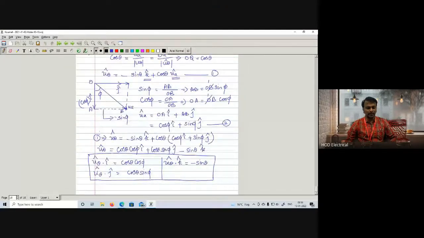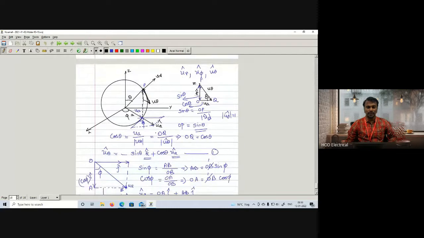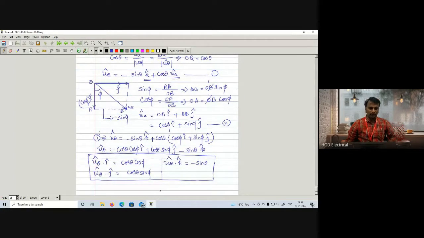Let me share my screen now. I hope my entire screen is visible to you. That's what we learned in the last class, how the u theta component will be. Then the third component is our u phi component, right?